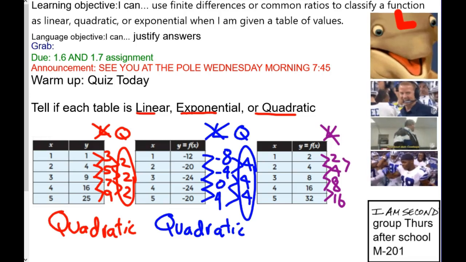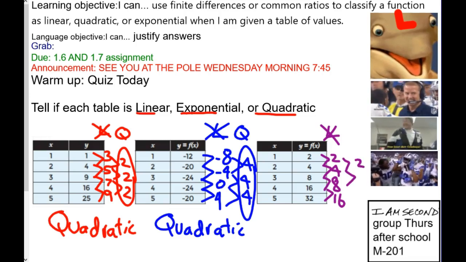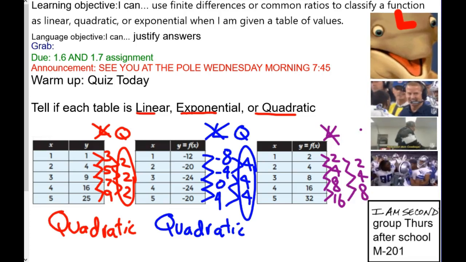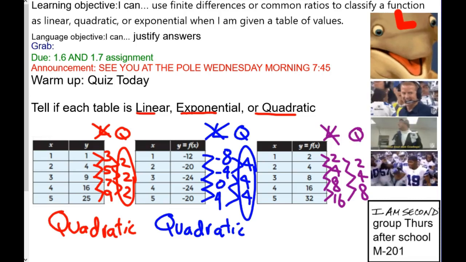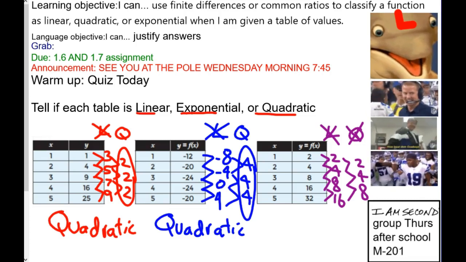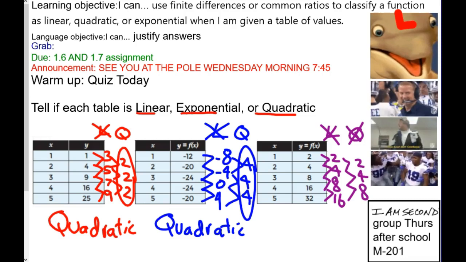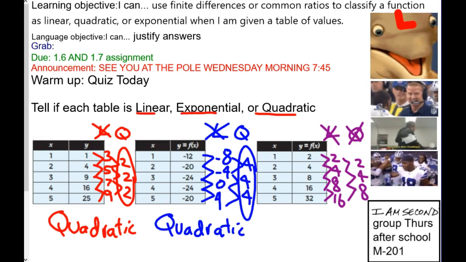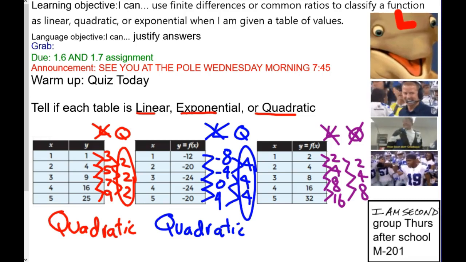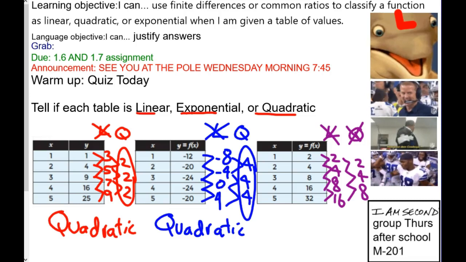4 minus 2, 2. 8 minus 4, 4, because we're subtracting. 16 minus 8 is 8. Is it quadratic since those are all different? No. Now, before you assume it's exponential, it could also be neither. So we want to actually divide and see if it's going to be exponential. So again, if the difference isn't the same, and if the second difference isn't the same, divide and see if those ratios are the same.